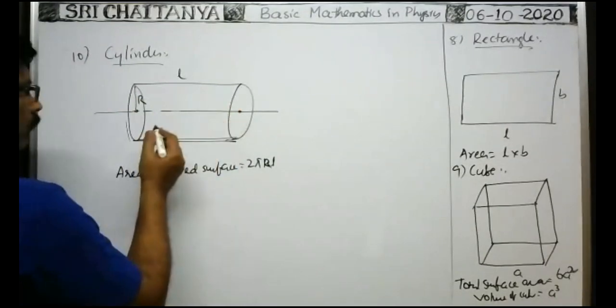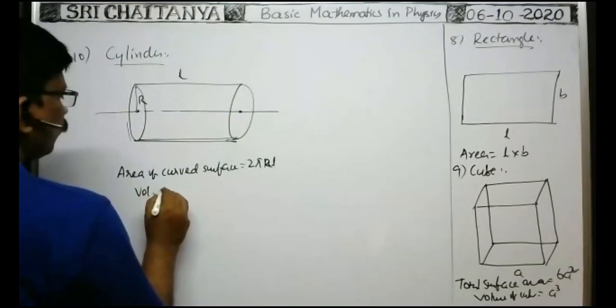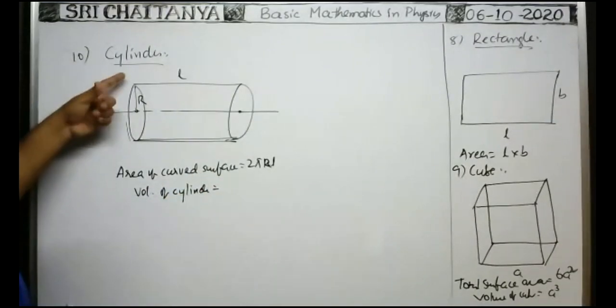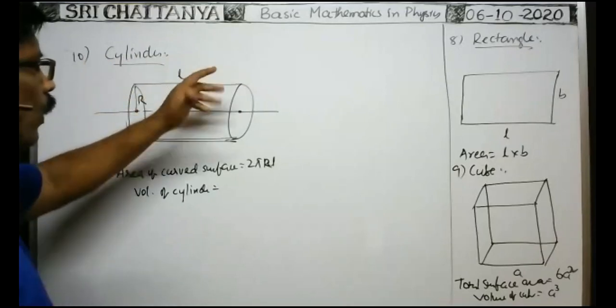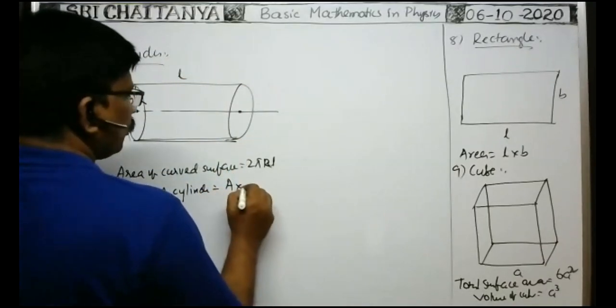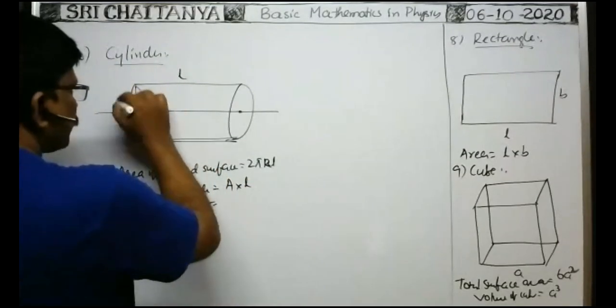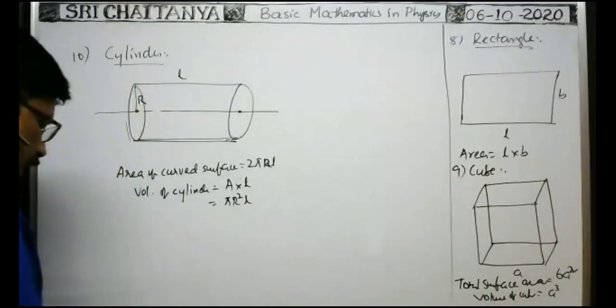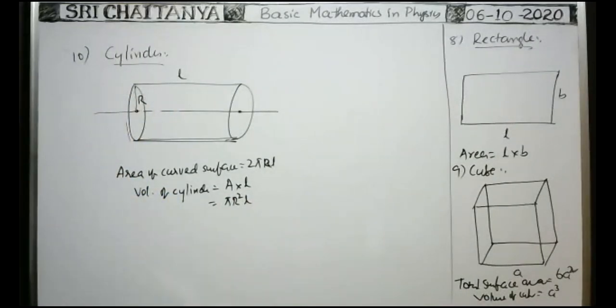Next, what is the volume of the cylinder? Volume of cylinder means area of cross section into length. For any object, volume is area of cross section into length. Area of cross section is pi r square, into length L. So pi r square L is the volume of the cylinder. Okay. So these are the different formulas we need in trigonometry.